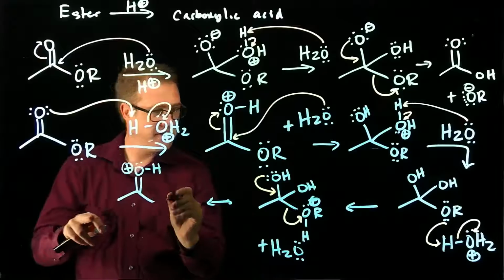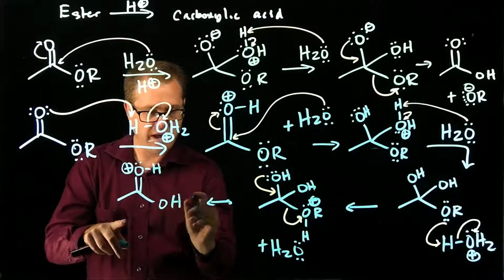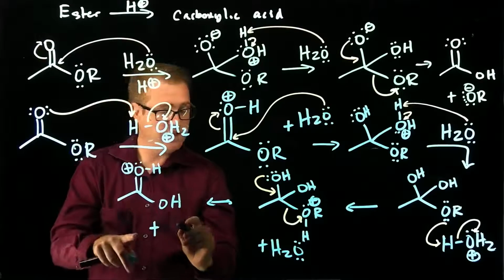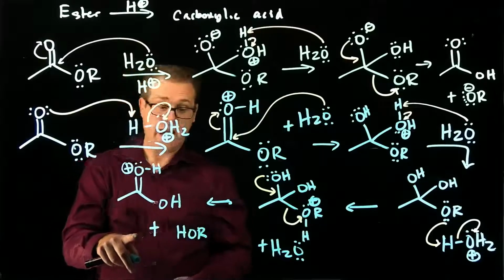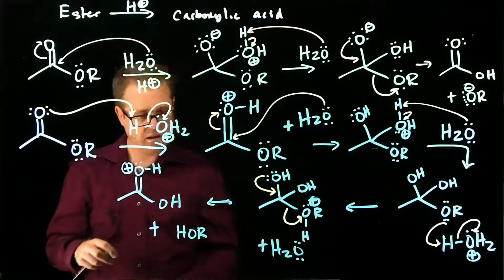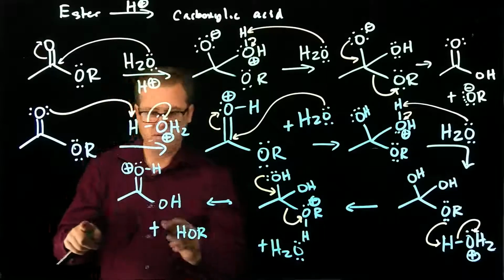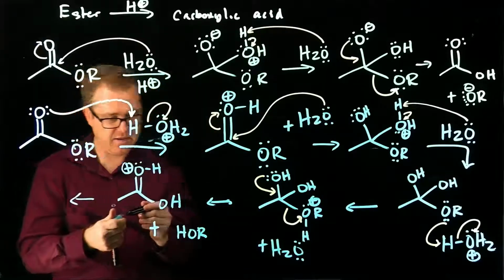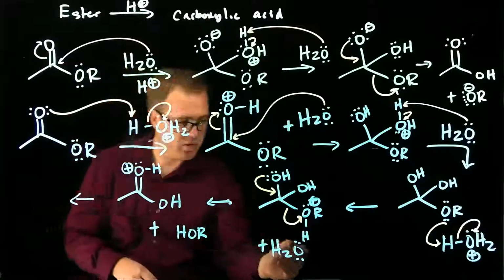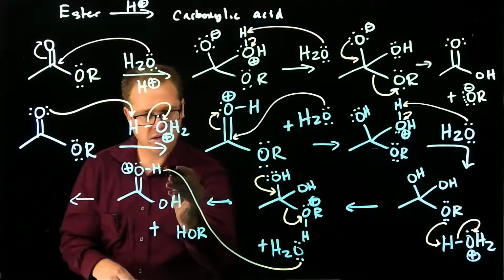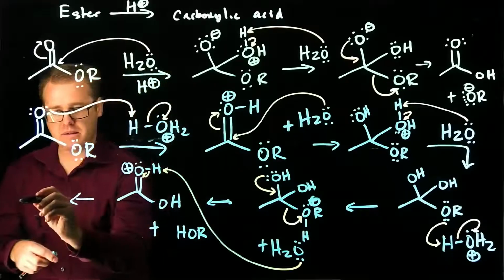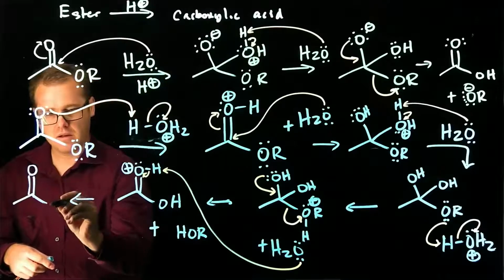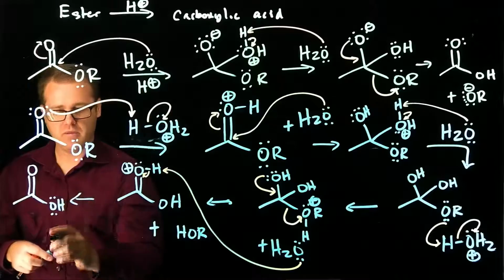So that's positively charged. We have an OH. What left is HOR, so it's left as an alcohol. And then we just have one more proton transfer step. So we can take this water that was right here to give us our carboxylic acid compound.